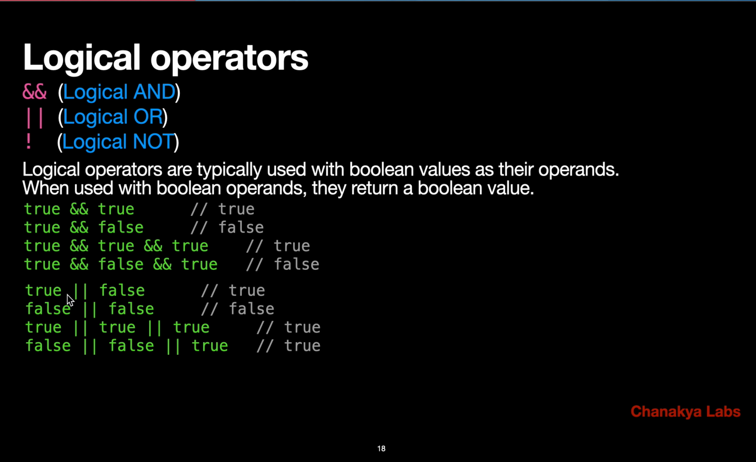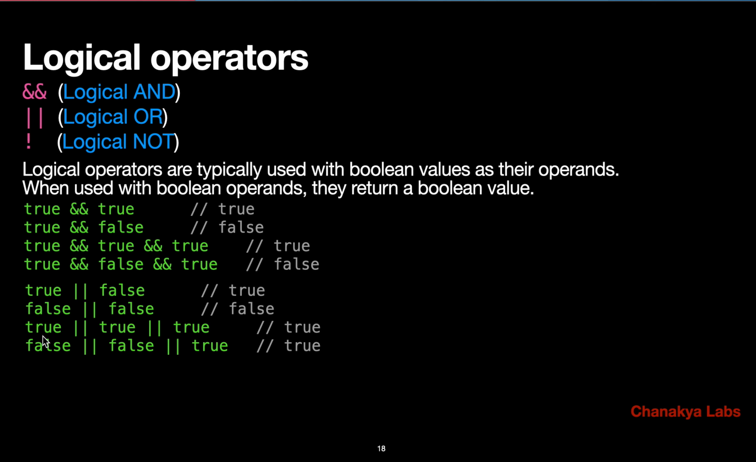However, that is not the case in or. In or, among all the arguments, if even one of them is true, then the whole expression value is true, otherwise it is false. So true or false: one of them is true, and that's why this expression is true. Here both are false, none is true, and at least one of them should be true for the result to be true. Here all are false, and that's why the expression is false.